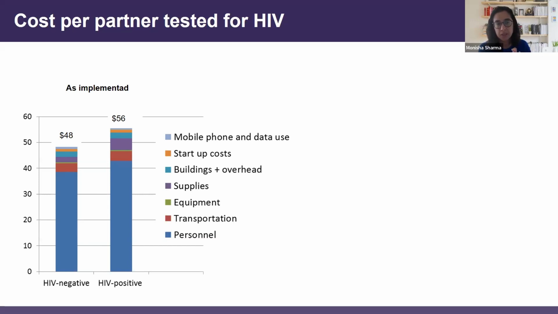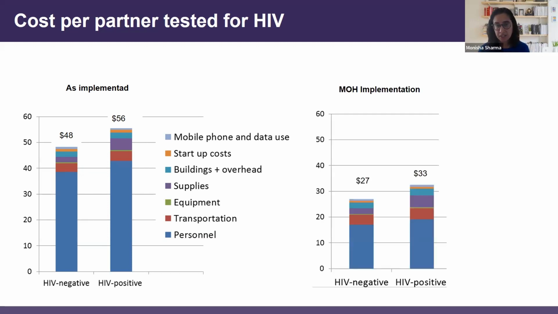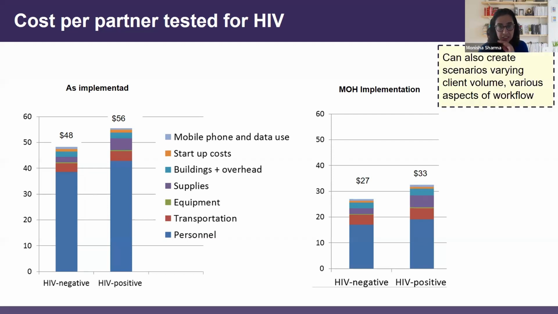And you can see in the blue that the personnel costs were the greatest. And so that's another reason it was really important to do time and motion observation to really try to accurately estimate those personnel costs. We also looked at a scenario of task shifting, and because personnel was the greatest percentage of the intervention, when we task shift to community health workers, it would be a much more affordable intervention. You can also create other scenarios, varying client volume and various aspects of workflow, and then see how that changes both the time and the total costs.